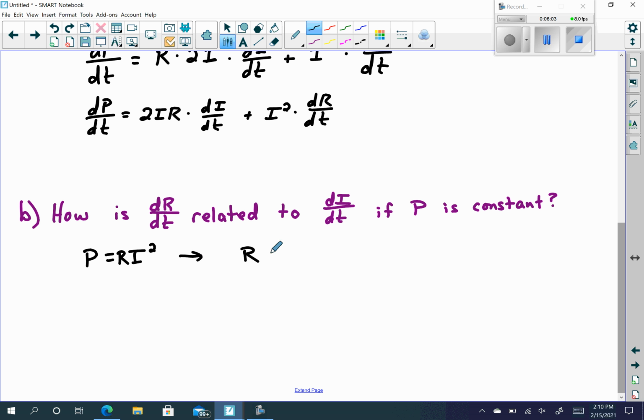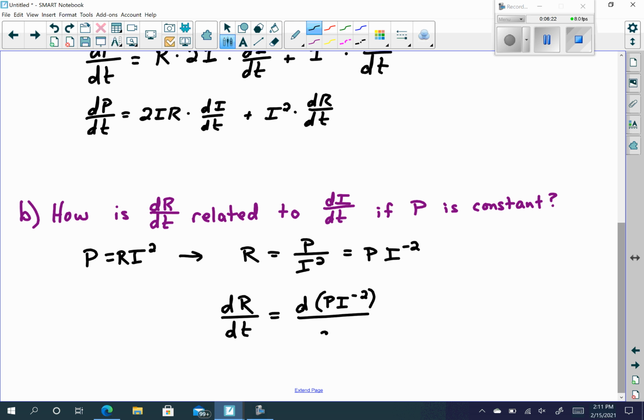So R is going to equal P divided by I squared, or we could write this as P times I to the negative second. And then I'm going to take the derivative of each side. So this is where I get dr over dt, and then that's going to equal the derivative of P times I to the negative second over dt.